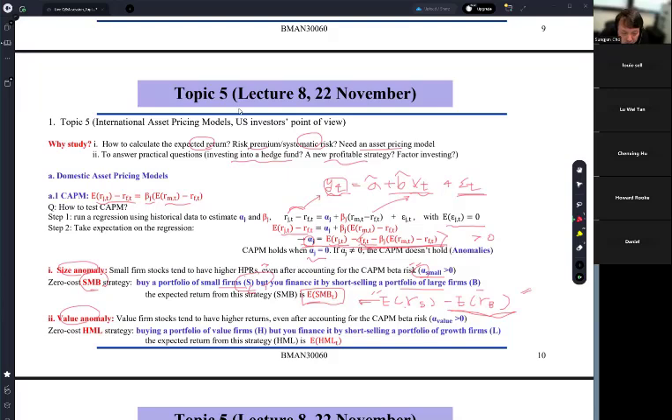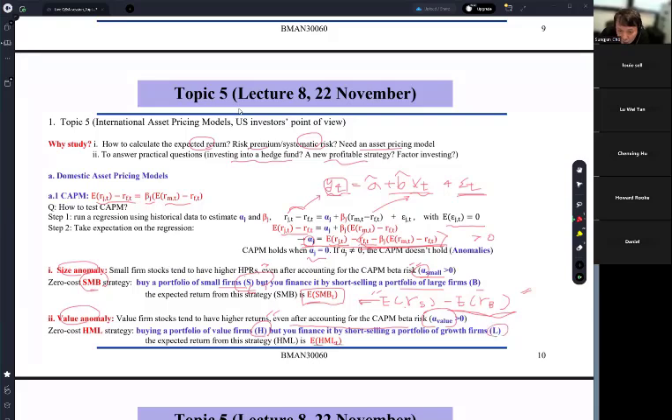And what is a value anomaly? When you invest into a group of value firms, you tend to have higher returns even after accounting for the CAPM beta risk. So again, this is about alpha, not just about getting positive returns from investing into value firms. You get extra returns. You get more than what the CAPM says you should earn. How do we implement it? You buy a portfolio of high book-to-market value firms, H, but you finance it by selling a portfolio of growth firms, L.